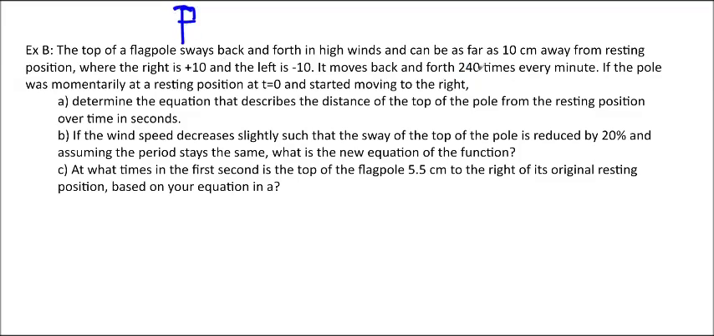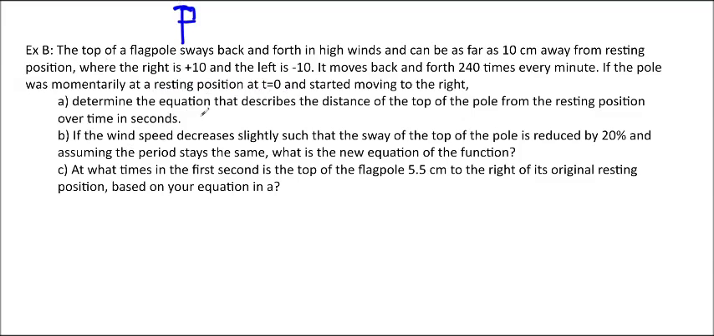It moves back and forth 240 times every minute. If the pole is momentarily at a resting position at t equals 0 and started moving to the right, we want to determine the equation that describes the distance of the top of the pole from the resting position over time in seconds. So we know it started at the resting position, so that means that we're going to be at the axis, so in the middle.